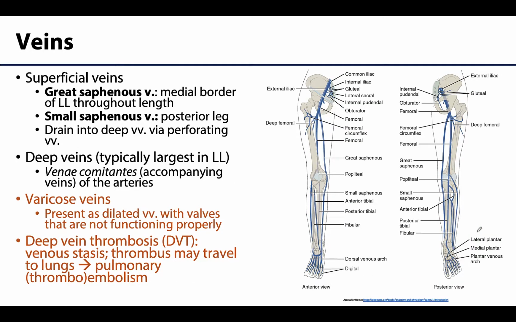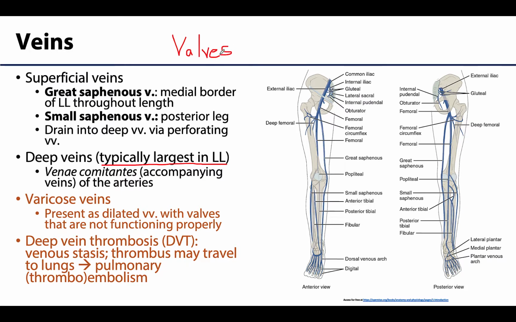All right, now on to veins. Similar again to the upper limb, there are superficial and deep veins, but it is the deep veins that are typically the largest in the lower limb, unlike what we had with the upper limb. An important concept when discussing veins of the lower limbs is that all of these veins have valves. So valves are very important when we are talking the lower limb.